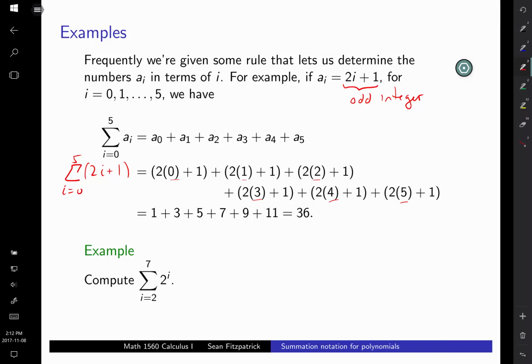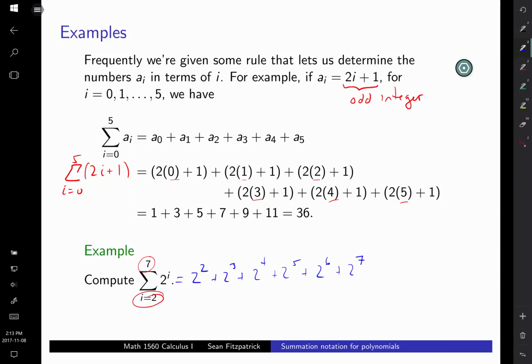So if I had this sum down here, now we're dealing with powers of 2, the sum starting at 2, ending at 7. What this is asking me to do is 2 to the, so the first value I see is i equals 2, so 2 squared, plus 2 to the 3, plus 2 to the 4, plus 2 to the 5, plus 2 to the 6, plus 2 to the 7, and we stop, because that's the last number in our sum.